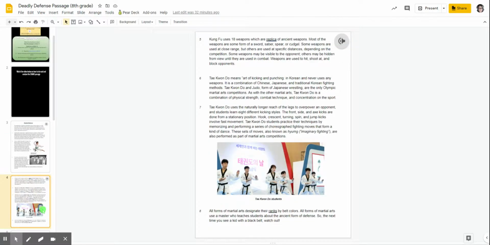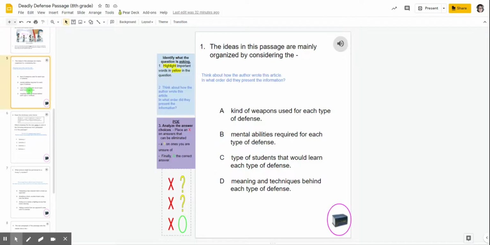So both slides have the speaker button at the top right-hand corner for you to listen to the passage. After you've listened to both of them, should take you about 4 to 5 minutes to read it. You will go to slide 5, question 1. What you're going to see is on the left-hand side, there are directions in a blue box and in a purple box. Then on the slide, you're going to see the question.